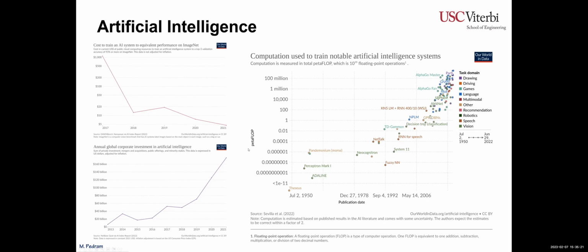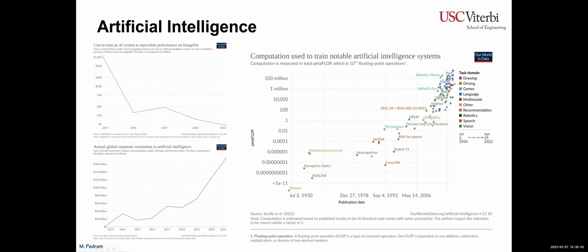This one shows the requirement in terms of petaflops, 100 million petaflops to train some of our notable AI systems, right? So AlphaGo, or Master, or AlexNet is up there. But of course, there are a lot more complicated models these days, right? Some of the BERT models are quite large and require a lot of compute power.